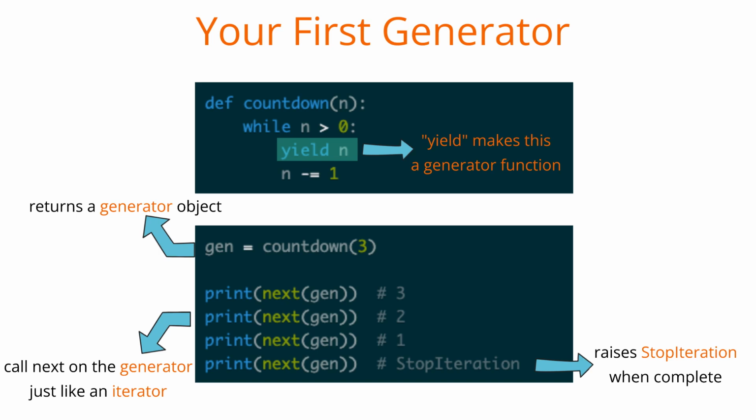So here's the tie-in. Every generator is an iterator. It's just a much more elegant way to build one. In fact, any function with a yield inside it is automatically a generator function. No special decorators or convoluted boilerplate required.